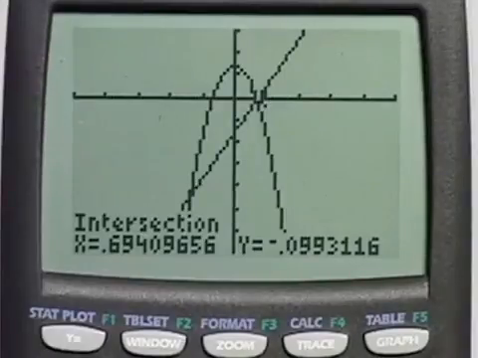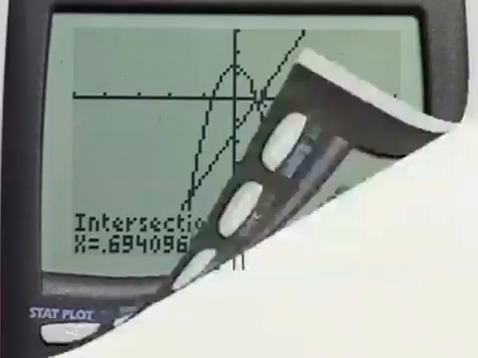X is equal to 0.69409656, and y is equal to -0.0993116. So that intersection does occur in quadrant 4. Again, we're only interested in the x value of this intersection, and we're to round it off to the hundredths, so x is approximately equal to 0.69.